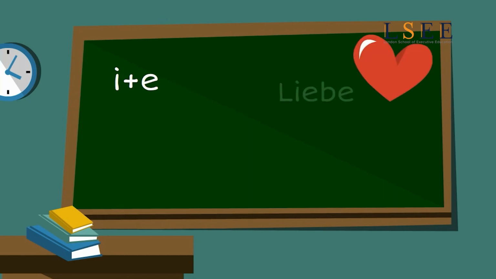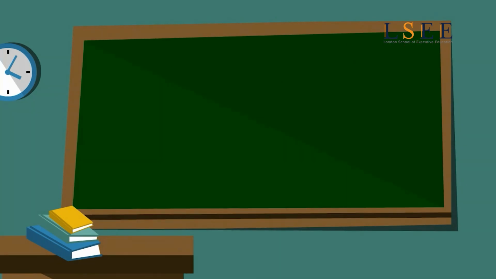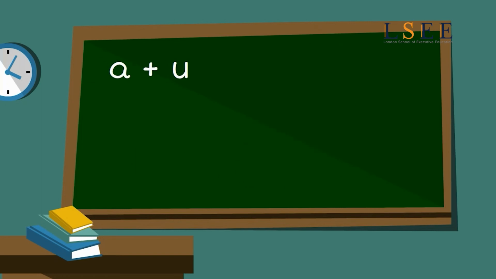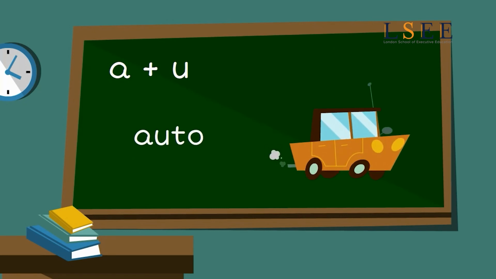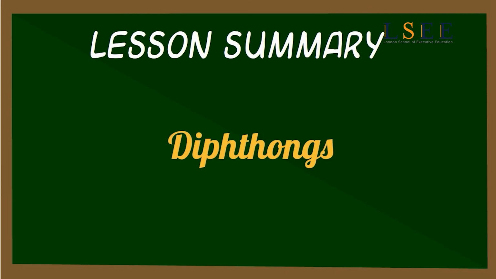I. Liebe, Eier. In the combination EU, the sound of the U tends to be shortened. Eule. In the combination AU, the sound of the U tends to be shortened. Auto. In this lesson, we'll learn how to pronounce diphthongs in German.